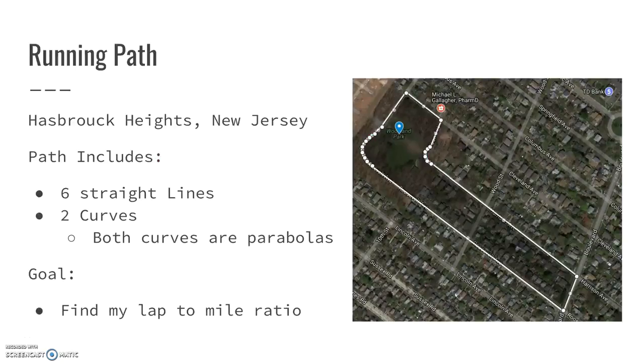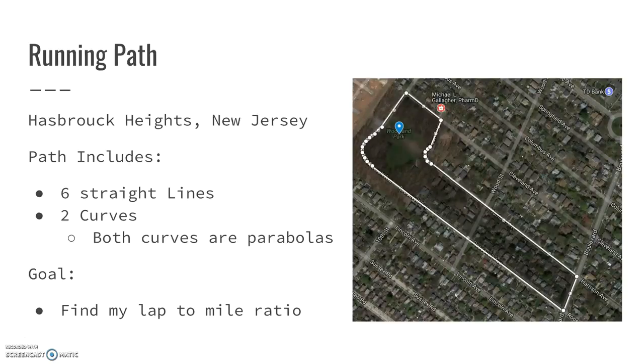So the path I chose is located in my neighborhood, Hasbrouck Heights, New Jersey, and the reason I chose this path is to determine my lap to mile ratio. Usually I use this path to run, and it would be nice to know approximately how much I run every day, how much I run when using the path.